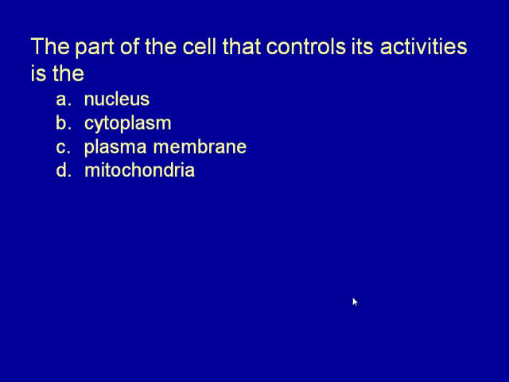Okay, let's see if you can do this now. The part of the cell that controls its activities is the nucleus, cytoplasm, plasma membrane, or mitochondria. That was too easy. You knew it was the nucleus right off the bat, right?